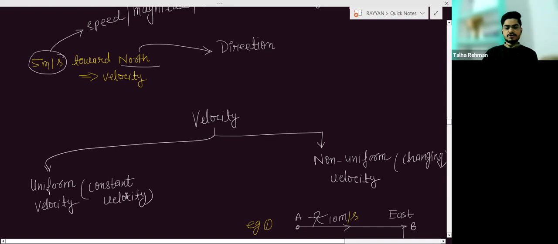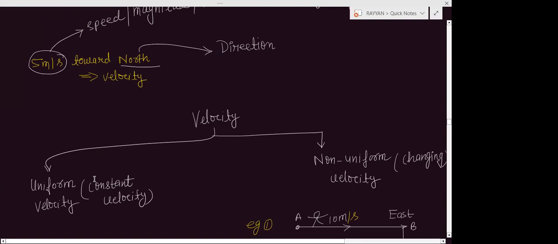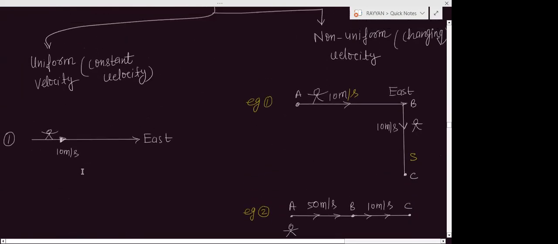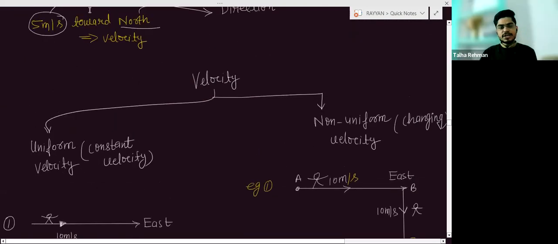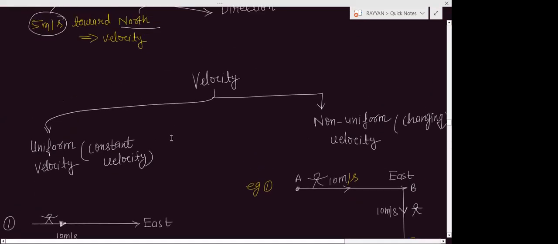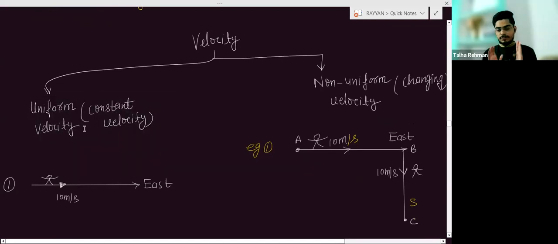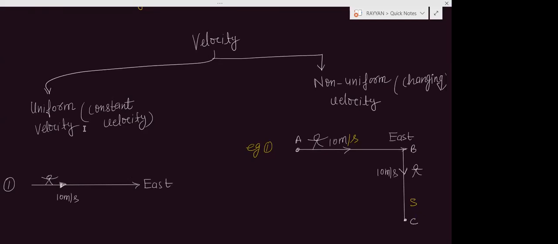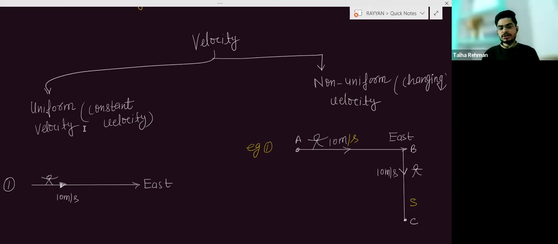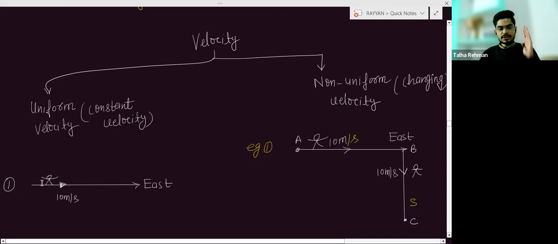Uniform velocity means the velocity which is not changing. Velocity not changing means the magnitude as well as the direction is not changing. Uniform speed, uniform velocity. Velocity is what? Magnitude and direction. So if the velocity is constant, the magnitude is constant and the direction is also constant.